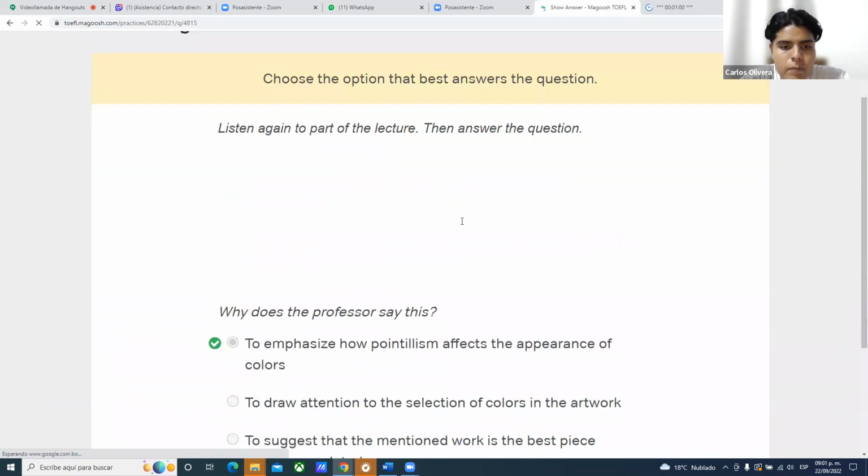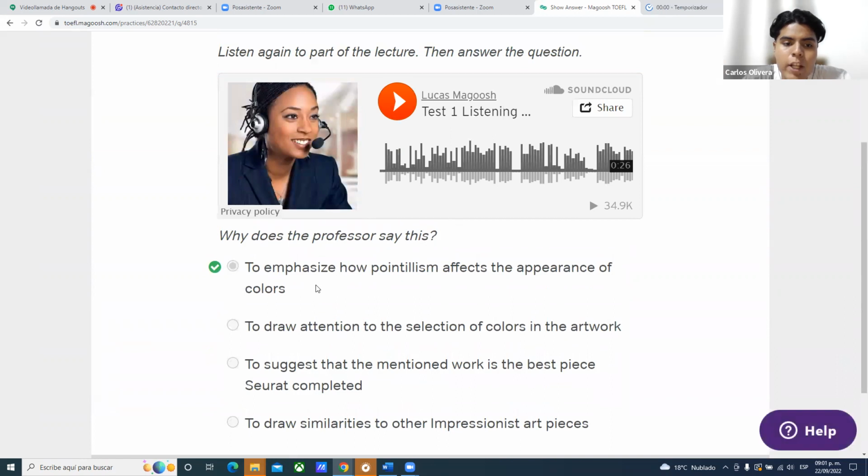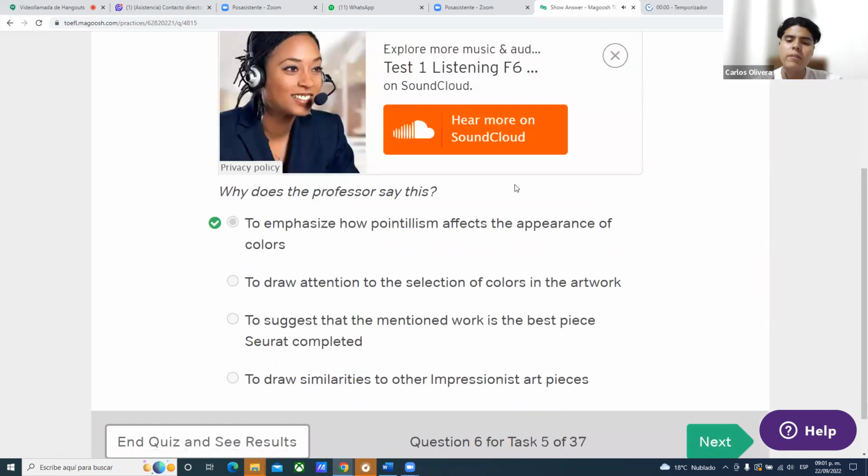Final question. Why does the professor say this? To emphasize how pointillism affects the appearance of colors. And what was the audio? Listen again: how vivid and vibrant the colors in this picture are. Yes, certainly. To emphasize how pointillism affects the appearance of colors is the correct answer because he is pointing out to his students that this technique, the color, the traces and the strokes in this particular painting are quite interesting and striking. So he's emphasizing how pointillism affects the appearance of colors.